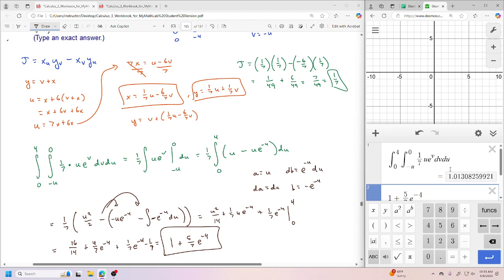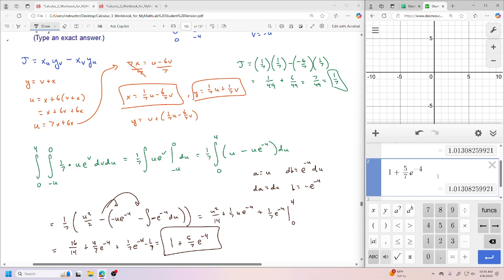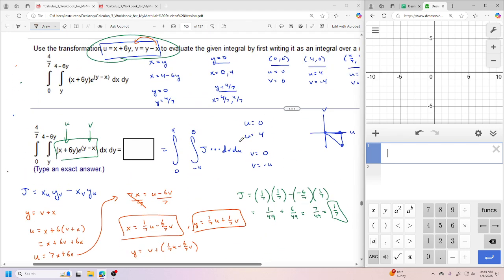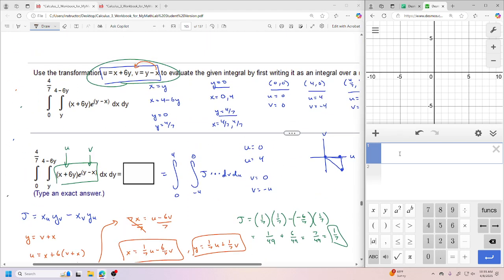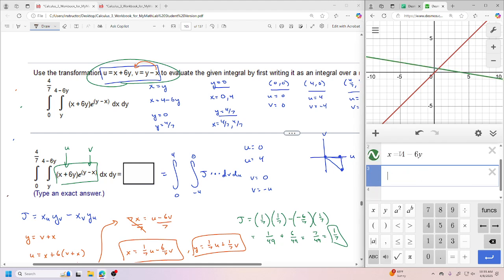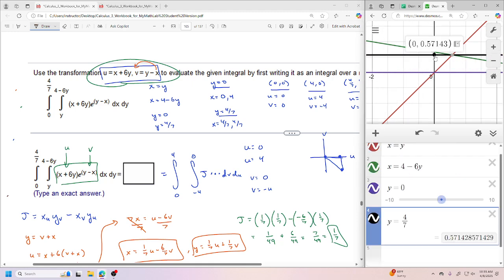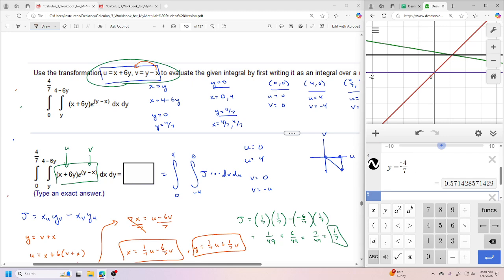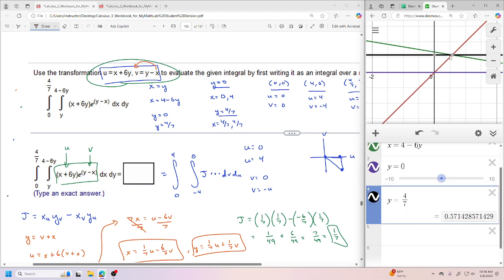Okay, so that's good. Another way that you can, again, cheat, I don't mind telling you this kind of thing. At the very beginning, you type in those limits. So you got x equals y, x equals 4 minus 6y, y equals 0, y equals 4/7. Does it change into a fraction? You don't want to change it, it is 4/7. Okay, so now, yeah, okay.